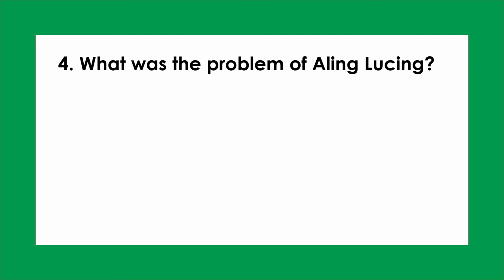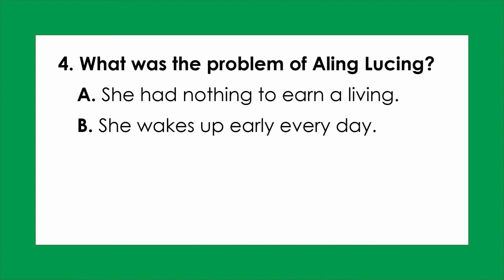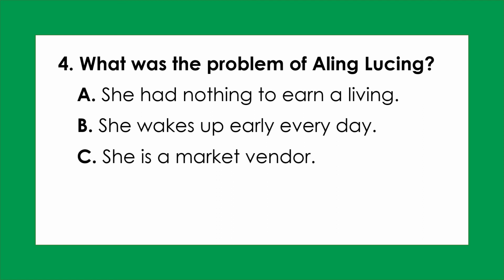What was the problem of Aling Lusing? A. She had nothing to earn a living. B. She wakes up early every day. C. She is a market vendor. D. It was lockdown. The answer is A. She had nothing to earn a living.